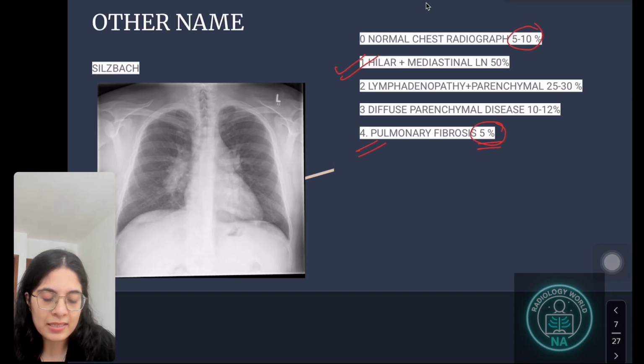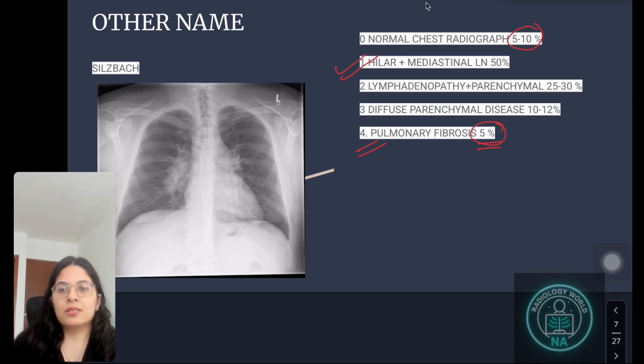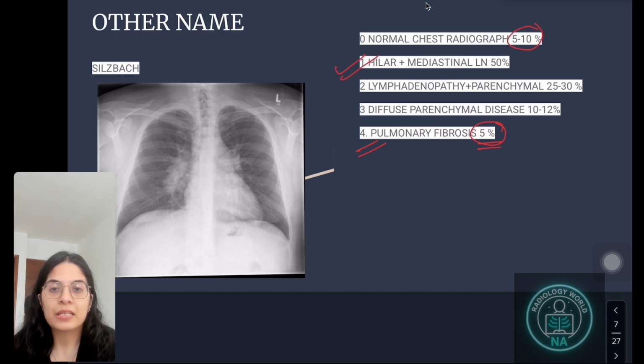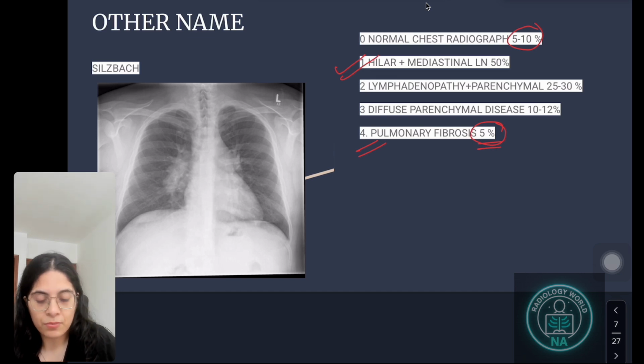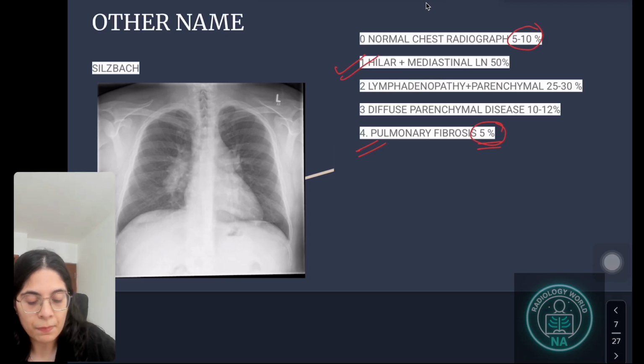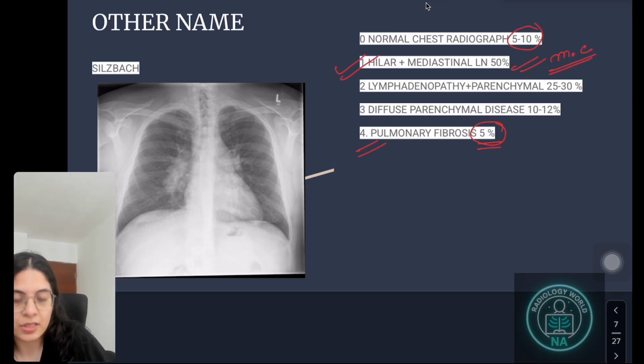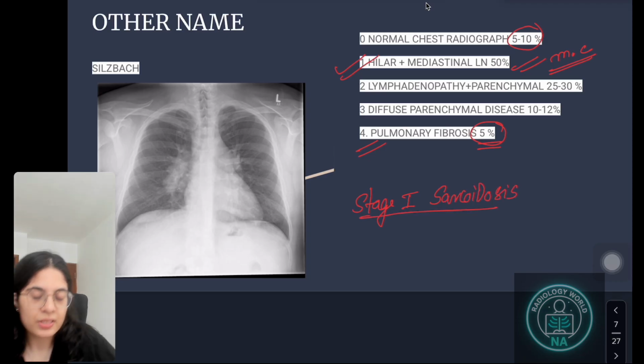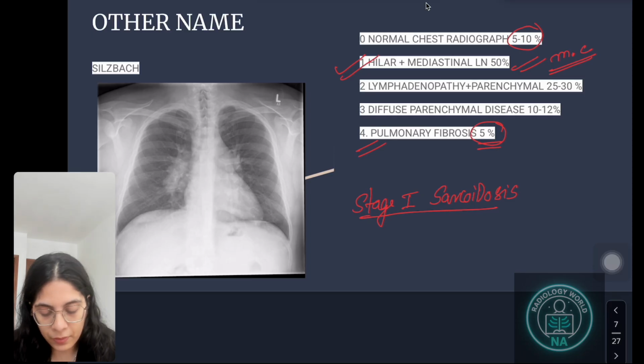Why I have included this slide, and why this is an important slide, is because they test you on what is the most common presentation. As I have told you in the first MCQ also, the most common presentation is hilar and mediastinal lymphadenopathy, which 50% of the people will present with. So the most common presentation is stage 1 sarcoidosis. This is an important point you should know. Whereas pulmonary fibrosis is very rare, very few people actually progress to the last stage, which is fibrosis.